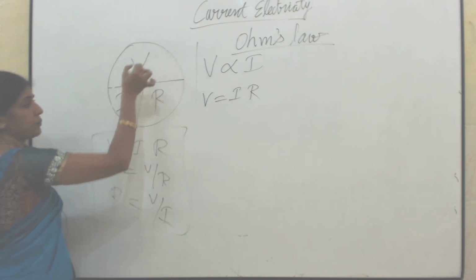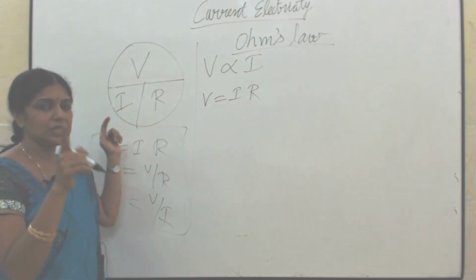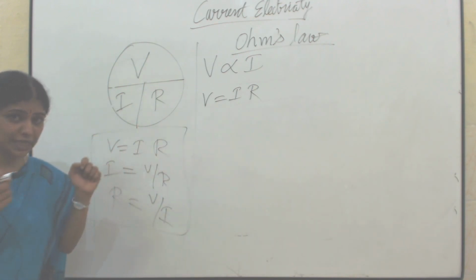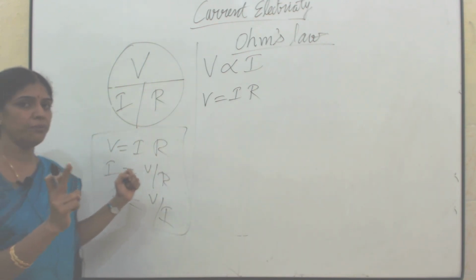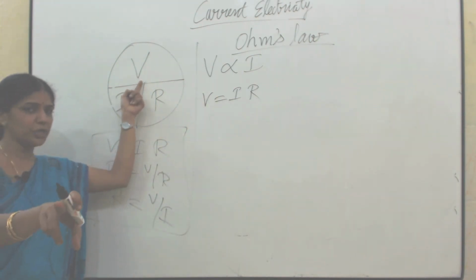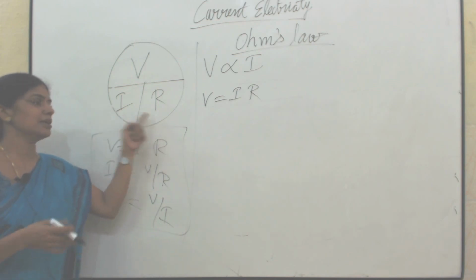Write V here because potential is very important for the flow of charges. First, I need a potential difference for the flow of charges. So if I want to get current, first thing I will do is produce a potential difference. Because of the potential difference, I am getting current. Whenever there is a current, there is a resistance.